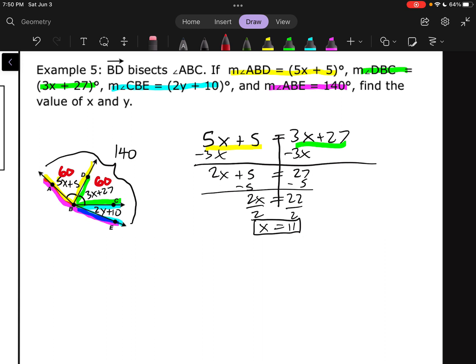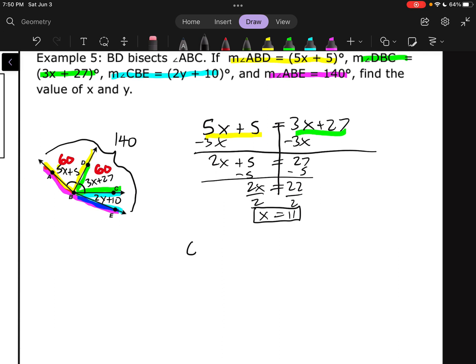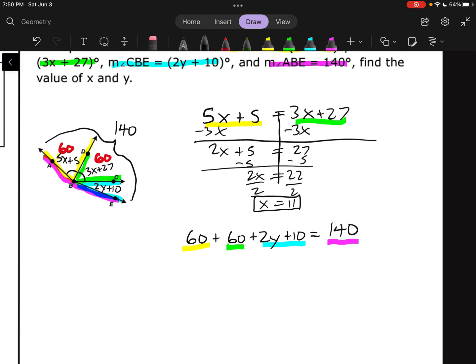Okay, so now we can do a little angle addition postulate, because now I can do part plus part plus part equals whole. Now, if you didn't follow what I was doing there, I'm saying the yellow angle plus the green angle plus the blue angle equals the purple angle. Part plus part equals whole. Oh, I used yellow twice, I'm sorry. Yellow plus green plus blue equals purple. That's going to give me an equation that I can use to solve for y.